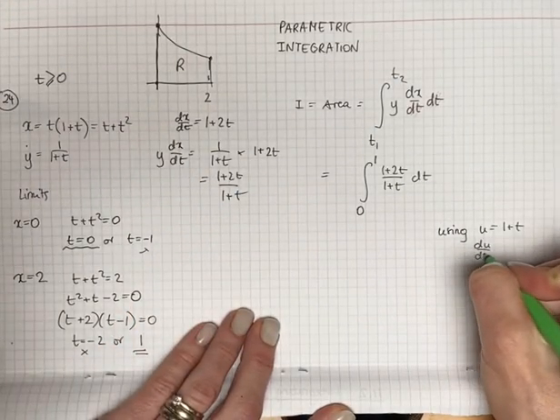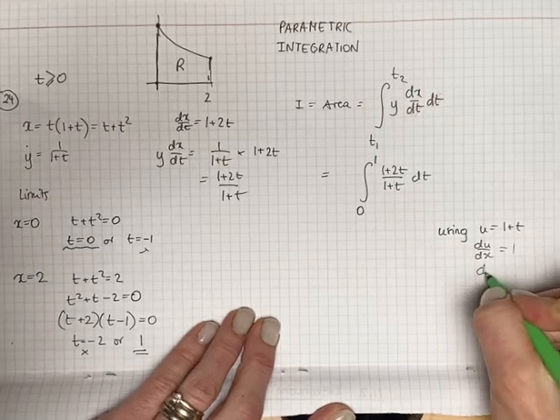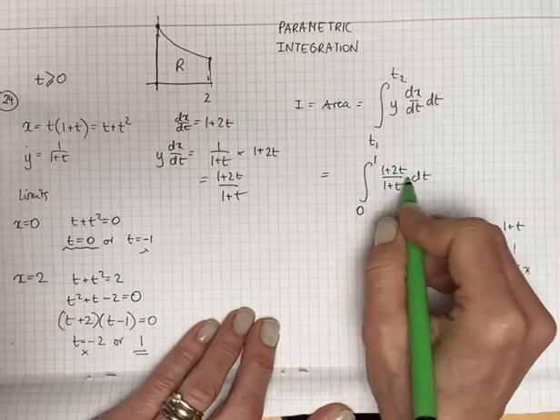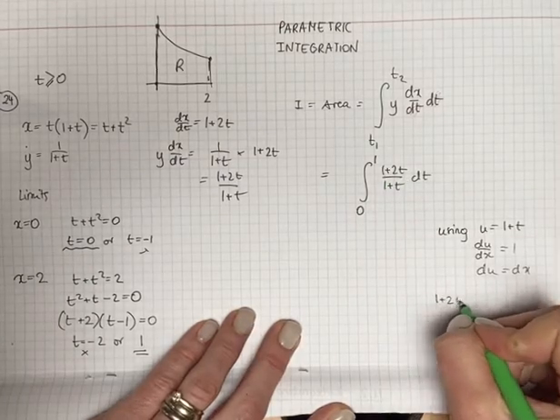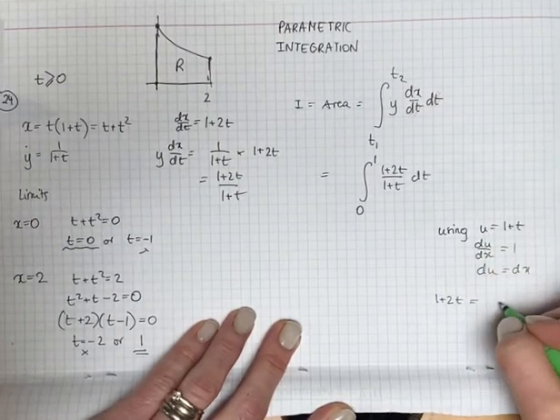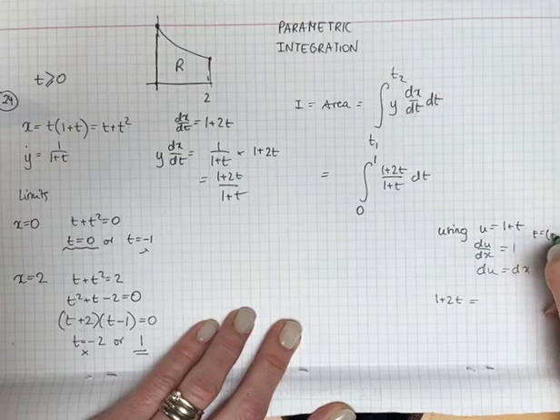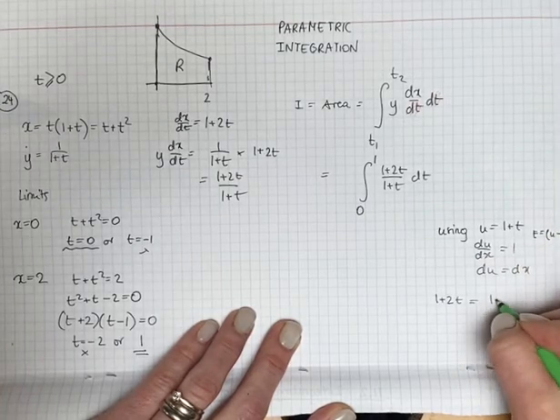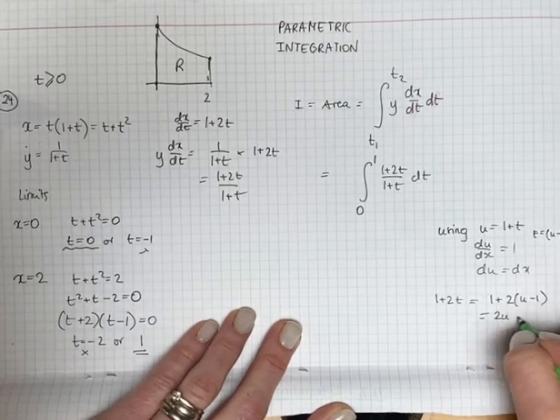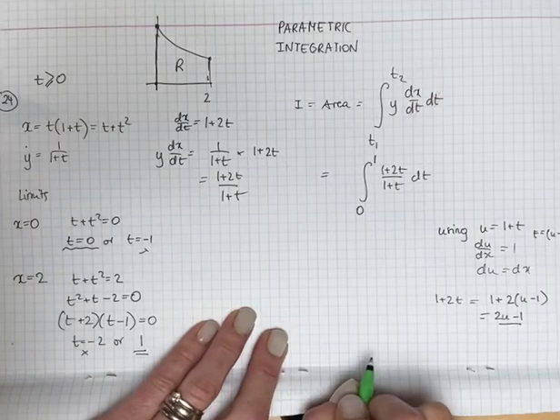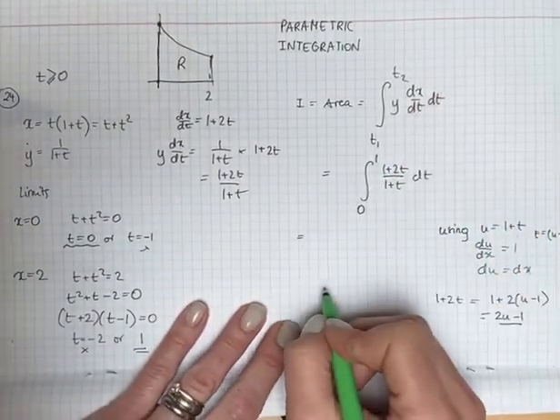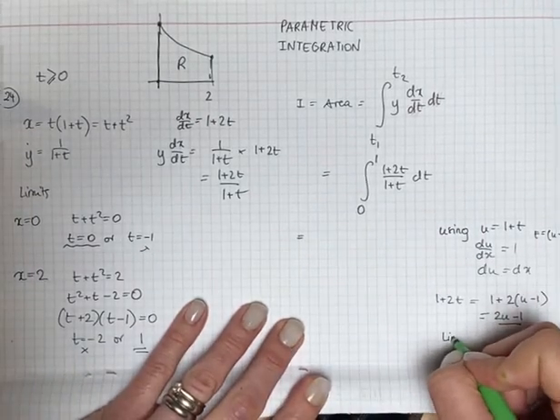Differentiate it. And then you can have dt being replaced by du. Okay, 1 plus 2t will be in the numerator, so I'll have to replace t with u minus 1. So I have 1 plus 2 lots of u minus 1, and that gives me 2u minus 1. There you go. So the integral, okay, and obviously the limits, new limits.